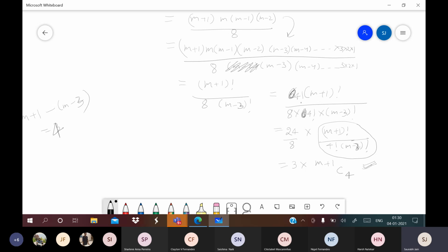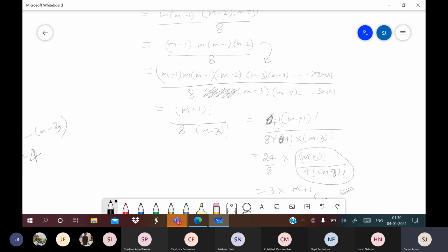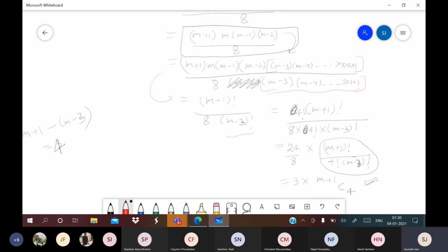So after we get this number, this is the final answer. What we are doing, we are trying to change it in the formula of NCR. So for that, I multiplied with this term, and if I have to multiply, I will have to divide it also. So first it changed to m plus 1 factorial. Denominator, this is m minus 3 factorial, and 8 is there. Then what else I did? I observed their difference.